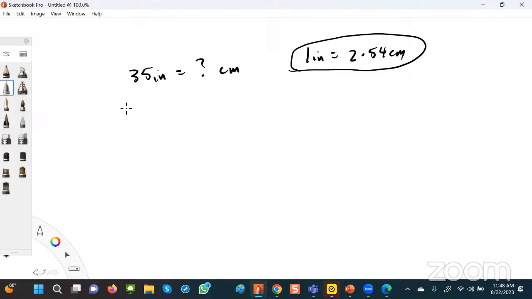So how do we do this? Well, we start off with what we're given. We're given 35 inches. And then we multiply that number by what we call a conversion factor, where we express this relationship as a fraction, where one of these numbers would be the numerator and the other number would be the denominator. So the question now becomes which is which? Which number goes up here and which number goes down here?